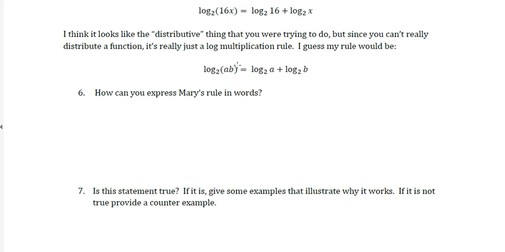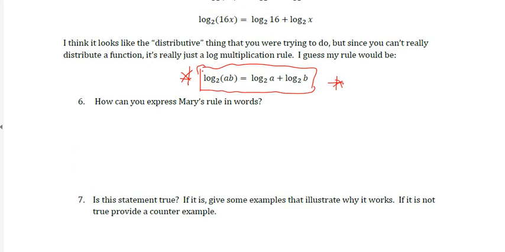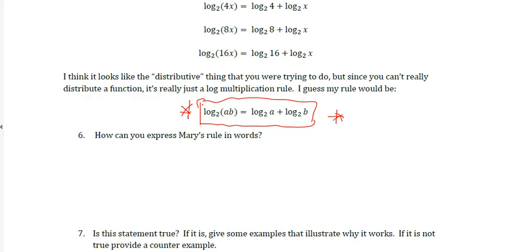So when you have two things multiplied together on the inside, you can split them up by adding. And I'm going to tell you right now, this is true. In fact, it doesn't matter what the base is. This is true. This is one of our logarithm rules. Now you might be wondering to yourself, why would I ever want to split up numbers like that?